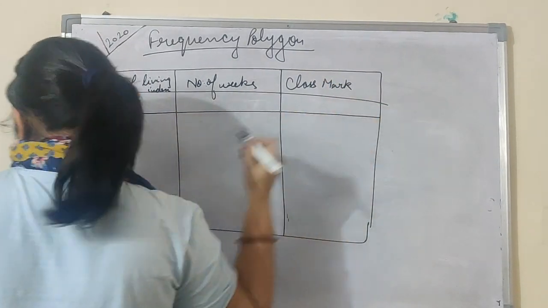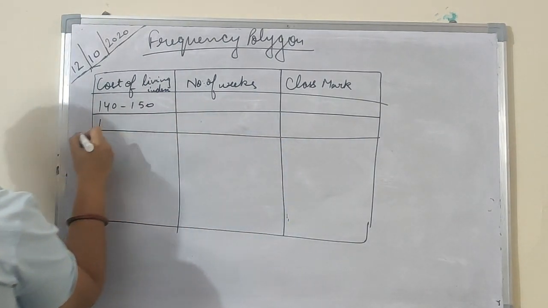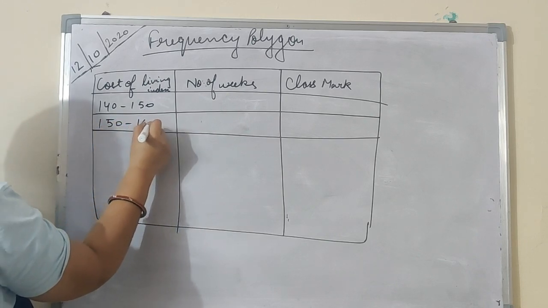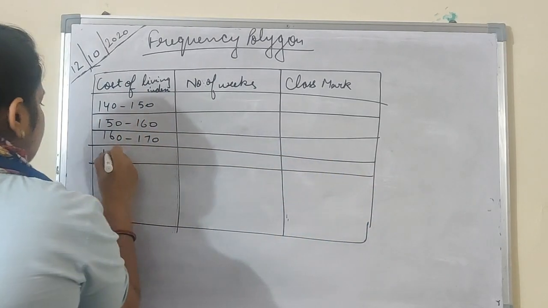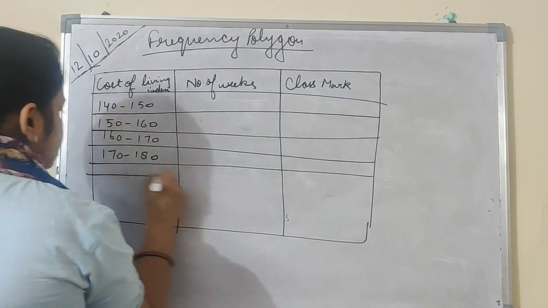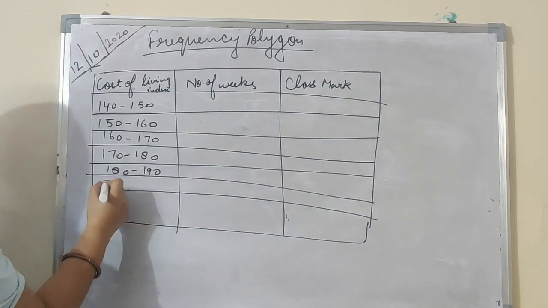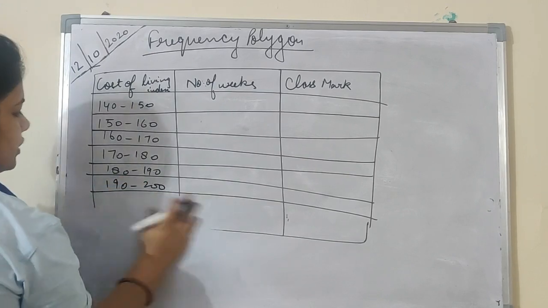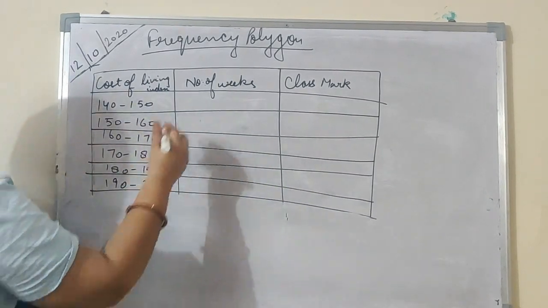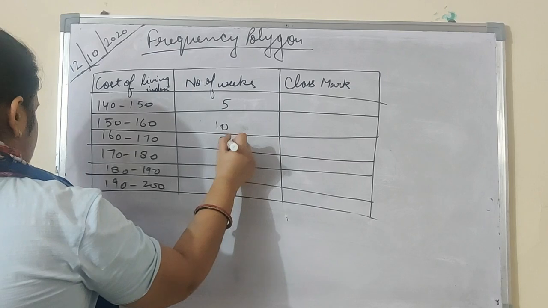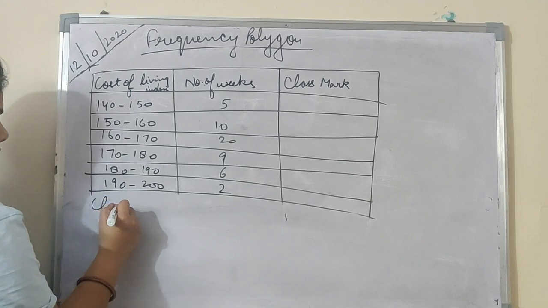So, you will see here that it is starting from 140 to 150, then 150 to 160, then 160 to 170, then 170 to 180, then 180 to 190, then 190 to 200. Okay. So, this is given to us. Now, number of weeks are given, that is 5, 10, 20, 9, 6, 2. Now, class mark. How to find class mark? I am writing the formula over here.